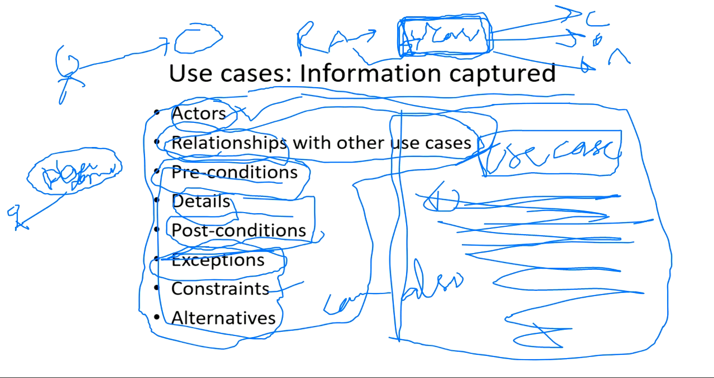Okay. Then, are there any alternatives? For example, suppose the user has asked for WhatsApp messaging, and for some reason you are not able to provide this facility, then show some other alternative. Tell him, okay sir, we can provide you the Facebook functionality at least. So all these things have to be shown in the use case diagram.